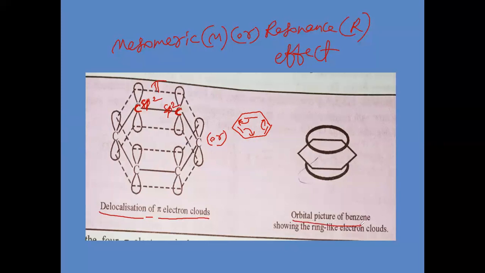So the orbital picture of our benzene shows the ring-like electron clouds. In the benzene molecule, above the plane and below the plane, there will be an electron cloud. This electron cloud is due to what? The movement of pi electrons, the delocalization of pi electrons. Is that clear? This delocalization of pi electrons is due to what? Resonance. Due to resonance, the delocalization of pi electrons takes place. And this effect is also called what? Mesomeric effect.